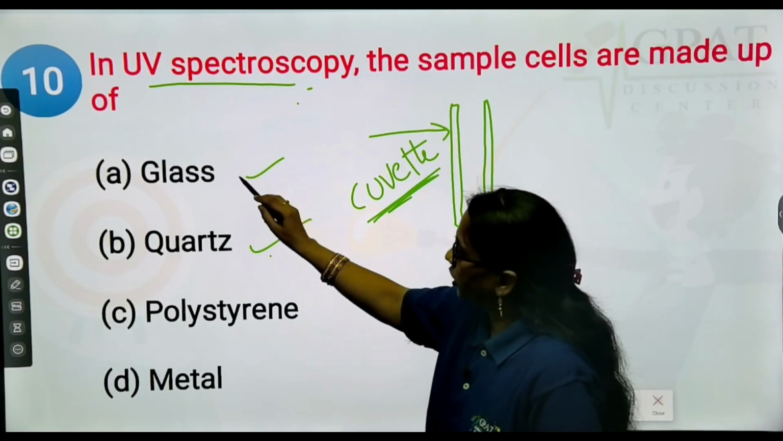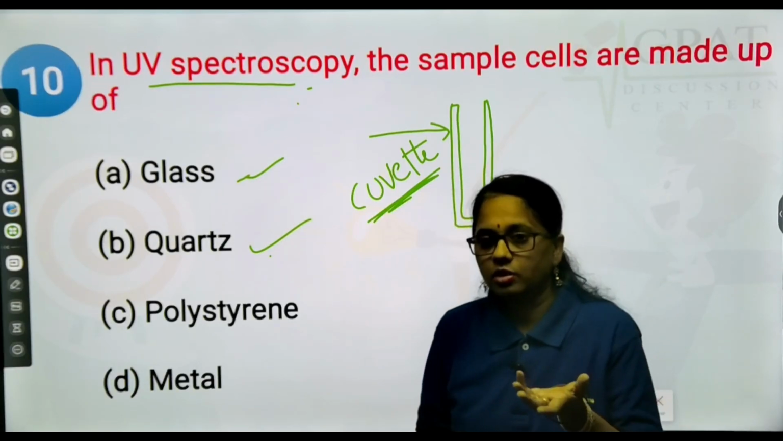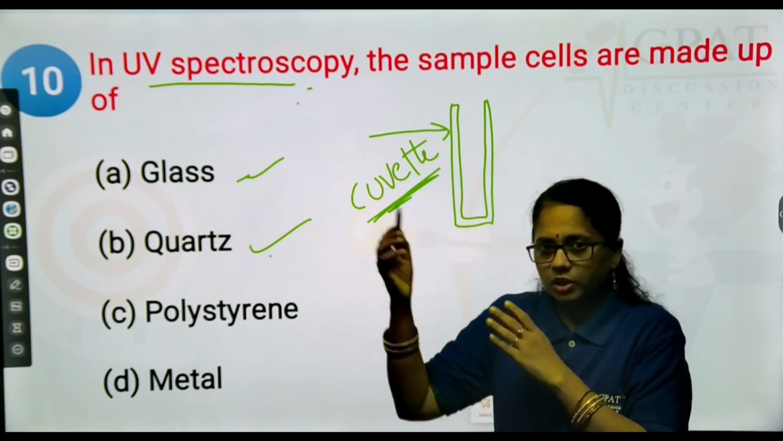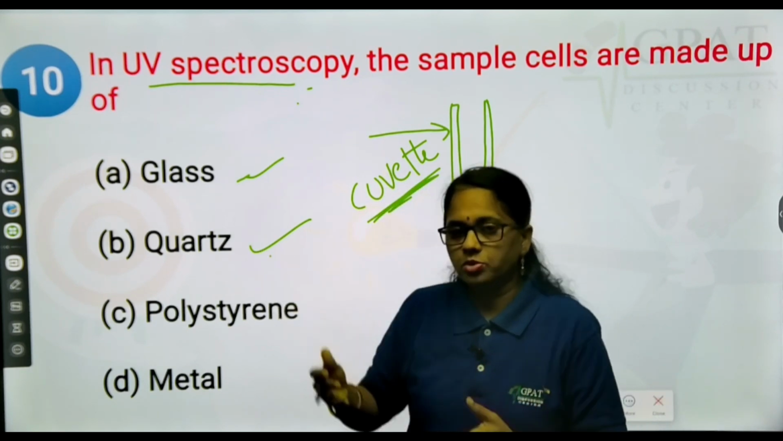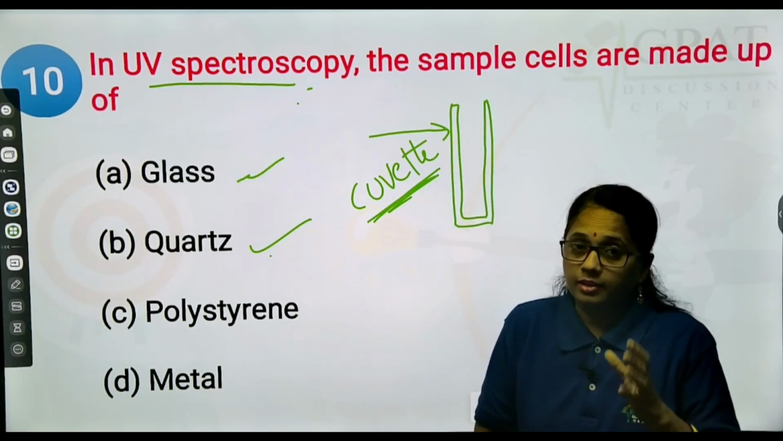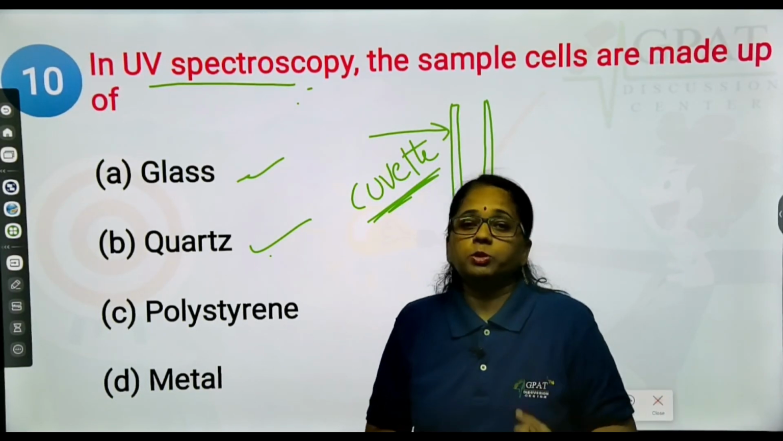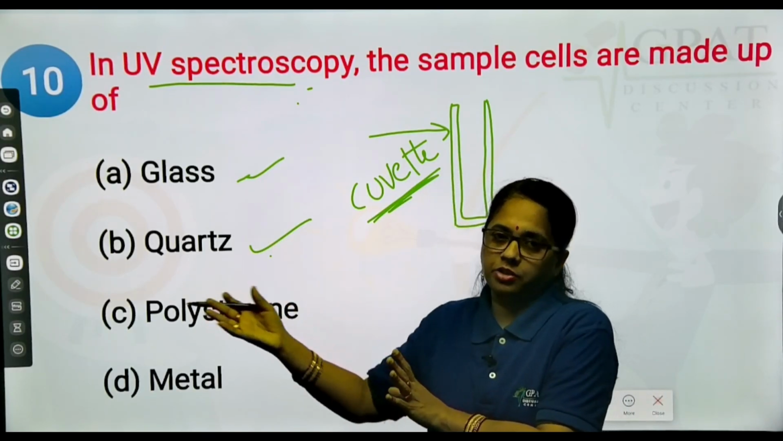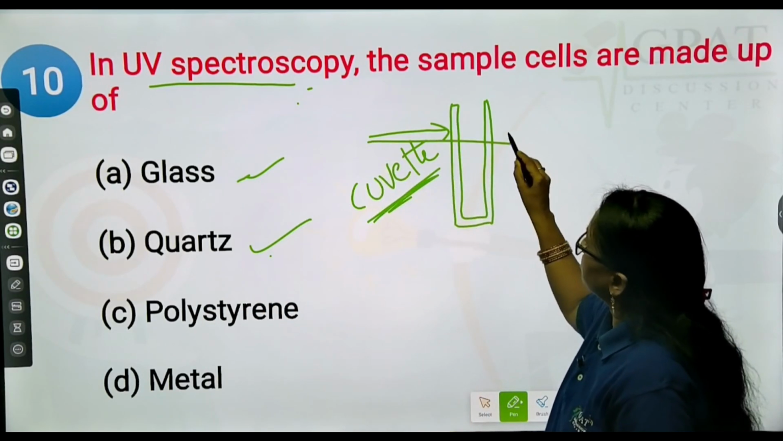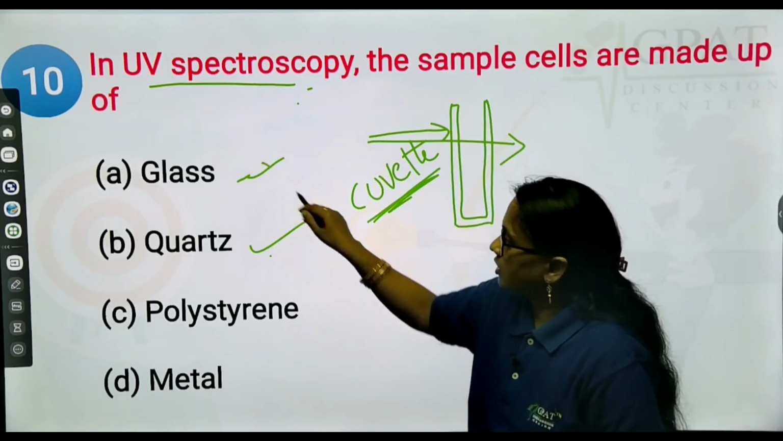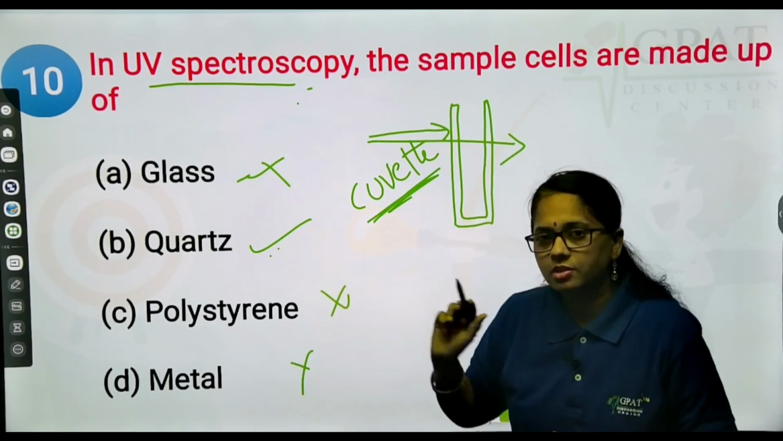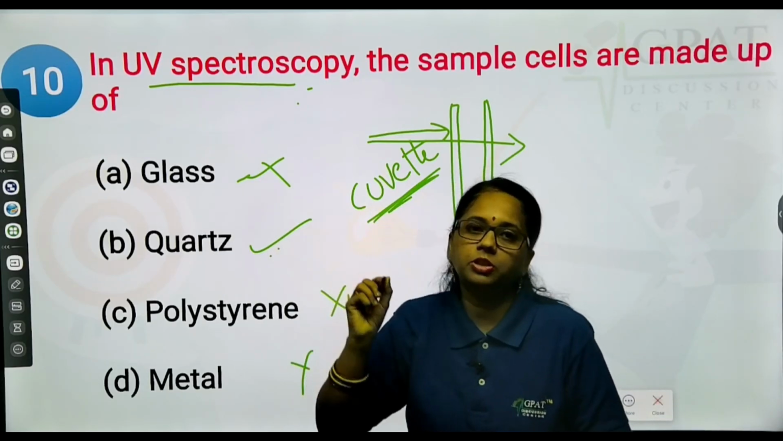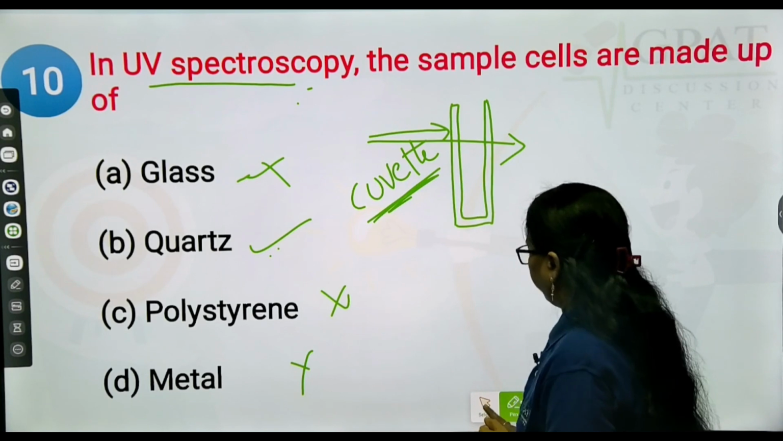If you use glass cuvettes, the normal glass that we use for household purposes, like glass tumblers, or the glass you see in our cars and houses, that glass is going to absorb the UV light. That means it does not allow the UV light through, so it is not going to pass through that. That's why these are not preferred. Quartz allows the passage of UV light and does not absorb it, so that's why it is the preferred one.